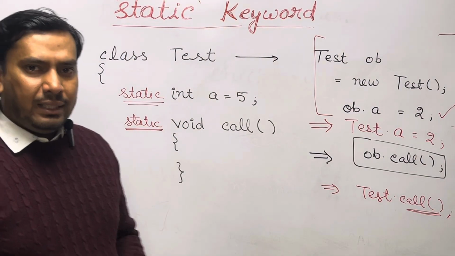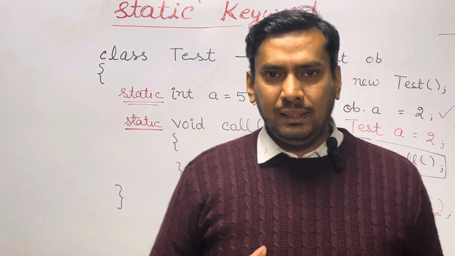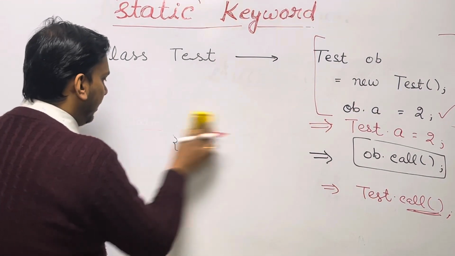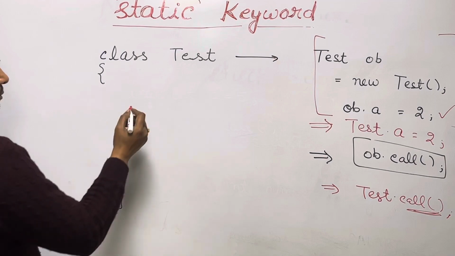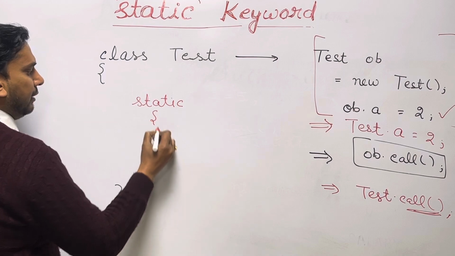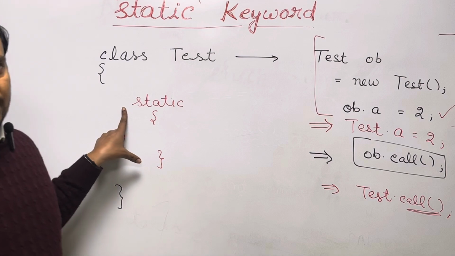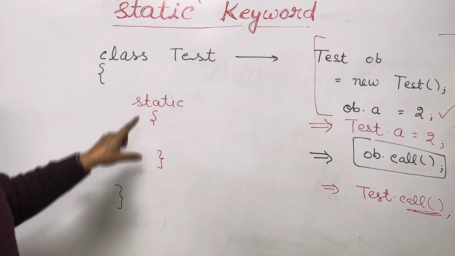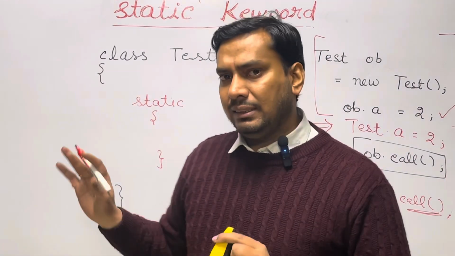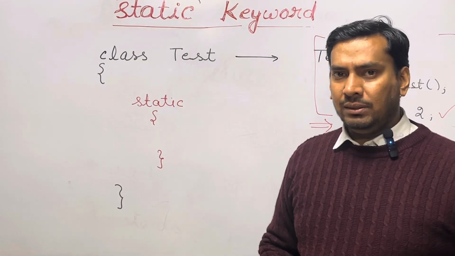The fourth thing that you can declare static inside a class is the static initializer block. I'll just give you the idea how to create a static initializer block. You will write static and the body. So this is called a static initializer block. This is the fourth thing that you can declare in a class with a static keyword. Again, for the static initializer block, we will have a separate video where we will discuss what is the use of this static initializer block.